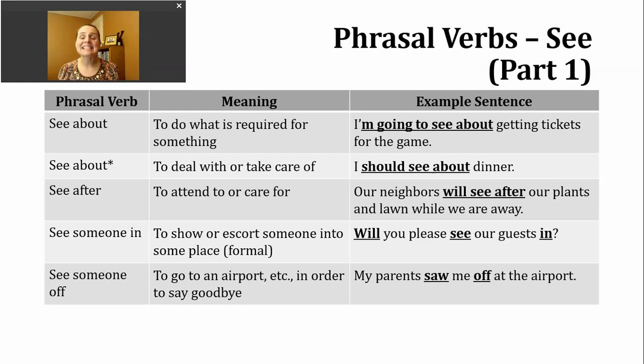So let's get started with the phrasal verb "see about." What you're going to notice here is that it's going to have two possible meanings. The first way you might hear the phrasal verb "see about" used is to mean to do what is required for something. So here's an example sentence.